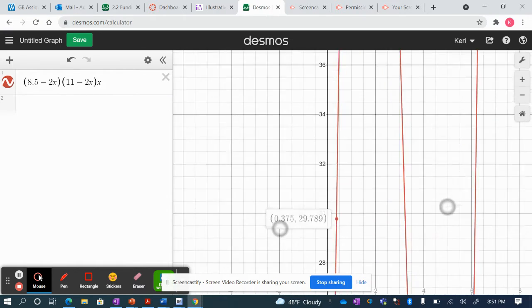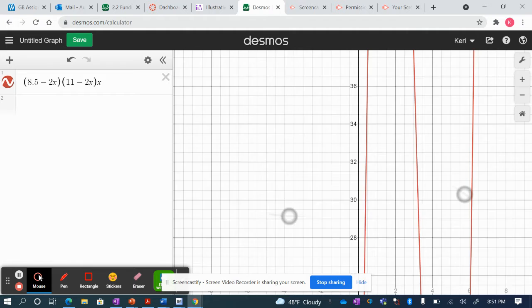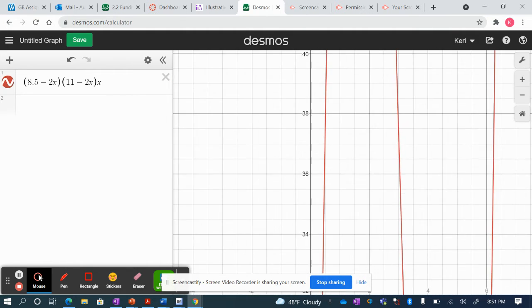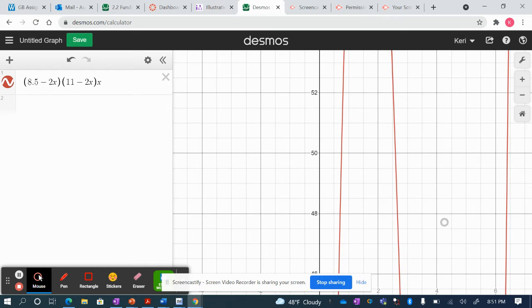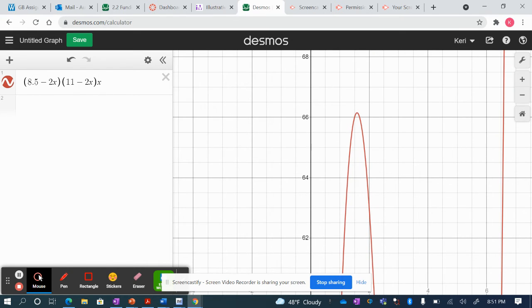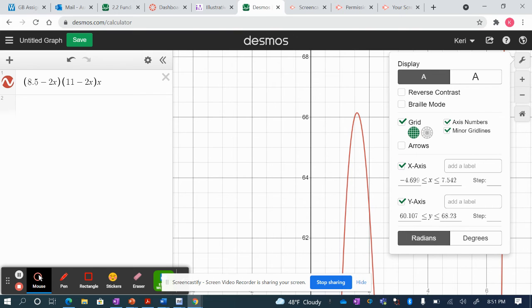Austin's trying to get a better view of this for you. Let's see. Oh boy, how high up does this go? Okay, so I'm going to do a better window, 66.